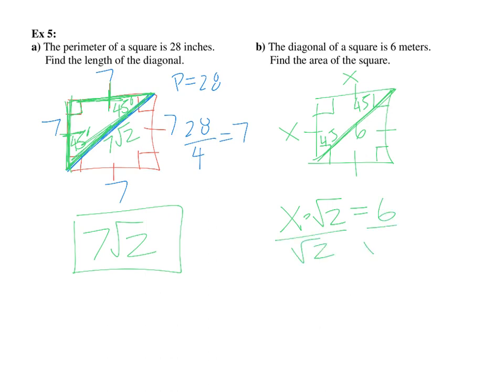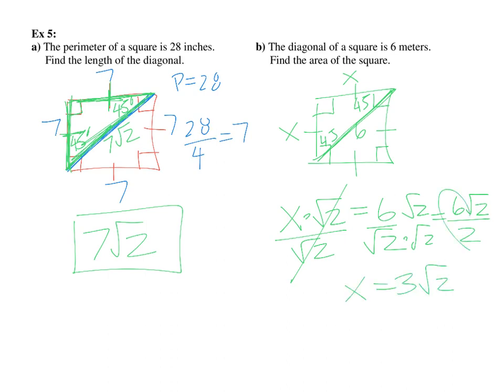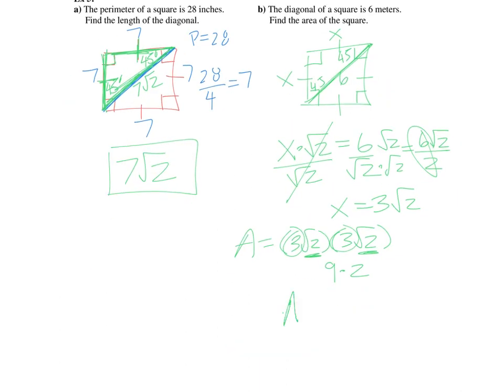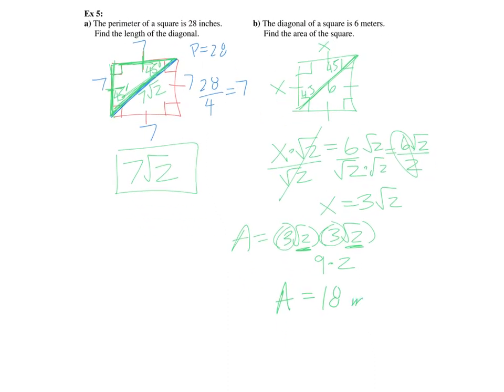Now I divide by square root of 2. All right, and I'll rationalize the denominator here. And I get 6 square root of 2 over 2. X is equal to 3 square root of 2. All right, so to figure out the area, I do base times height or length times width. All the sides are the same, so 3 square root of 2 times 3 square root of 2. I get 3 times 3, which is 9, and I have square root of 2 times square root of 2, which is 2. So the area is equal to 18 meters squared.